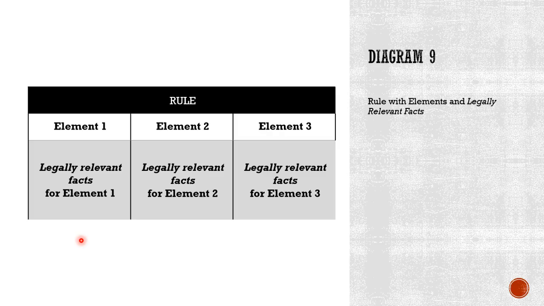So if all the elements are met, then the rule is met. That's what we're getting at. If there are 3 elements that must be met, then your breakdown of the elements with the legally relevant facts for each element will establish whether the rule has been met. And if it's been met, you have a rule that's been fully met. And if there's an element missing in there, you haven't met the rule's requirements.